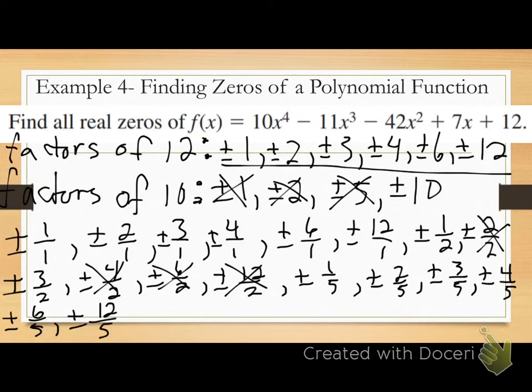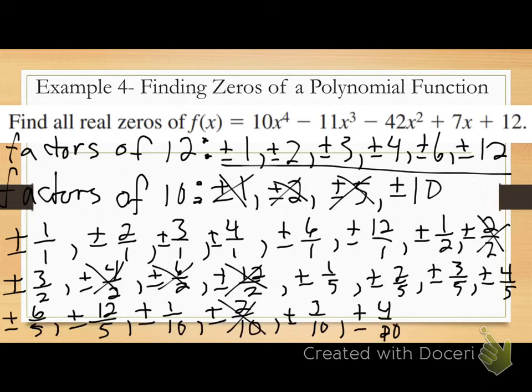One more. Got to put them all over 10 now. So plus or minus 1 over 10. Is that already on there? Nope. Plus or minus 2 over 10. Is that already on there? Which one is it? 1/5, so I don't need it. Plus or minus 3 over 10. No. Plus or minus 4 over 10. Yeah, it's 2/5. I don't need it. Plus or minus 6 over 10. That's 3/5. Plus or minus 12 over 10. What is it? 6/5.